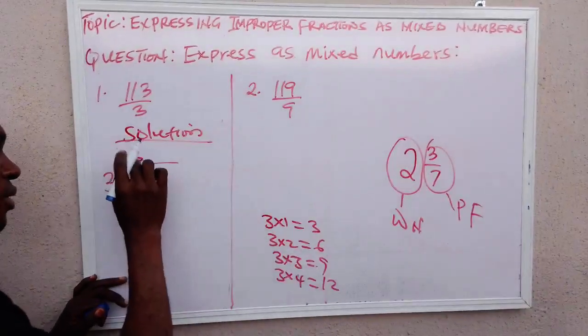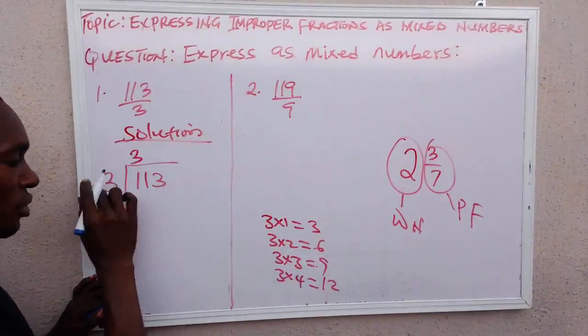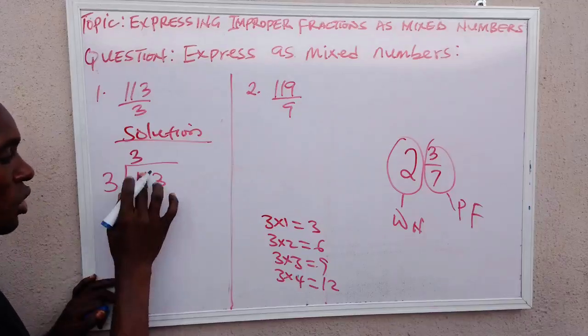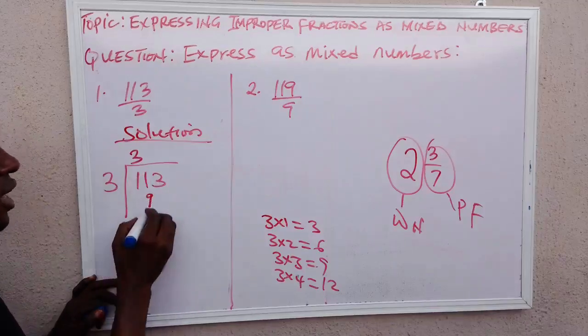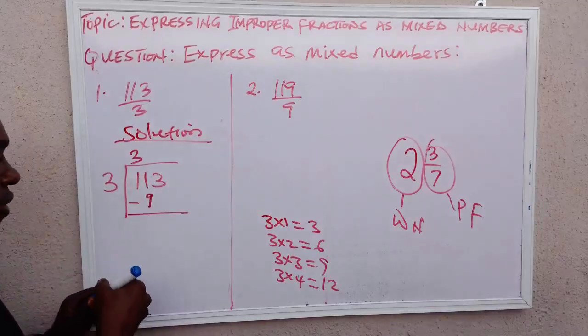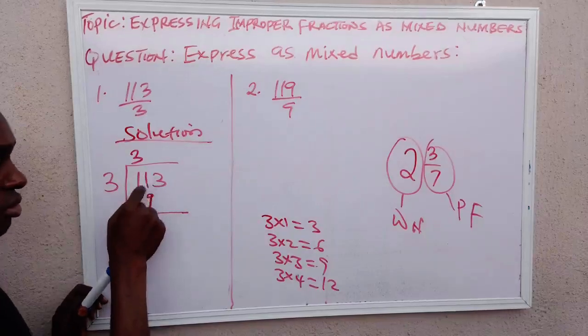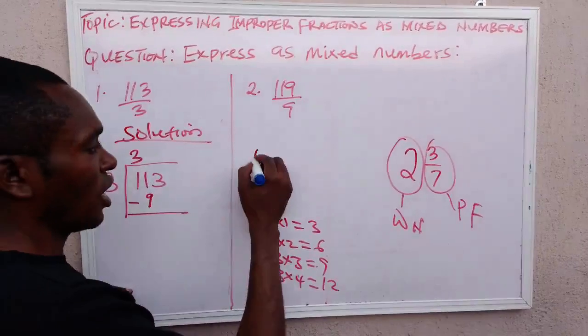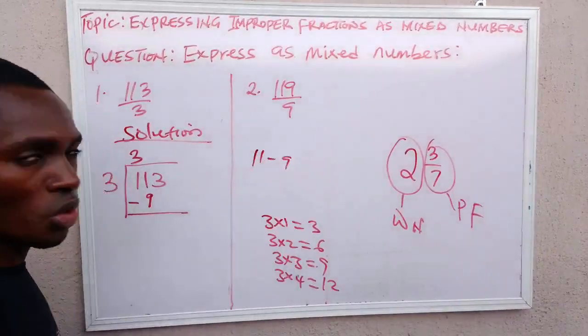So we do the same thing we did here. We multiply. 3 times 3 is 9. So don't write it here, please, because we are working with 11. So write it under the 1, and then we subtract. Now, what we're just going to do, we just say 11 minus 9. If you have 11 and you remove 9, what will you have left?